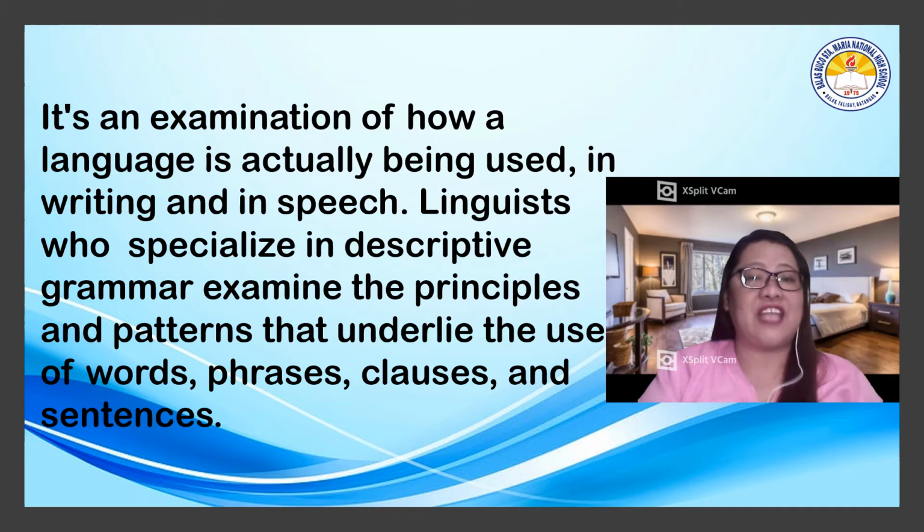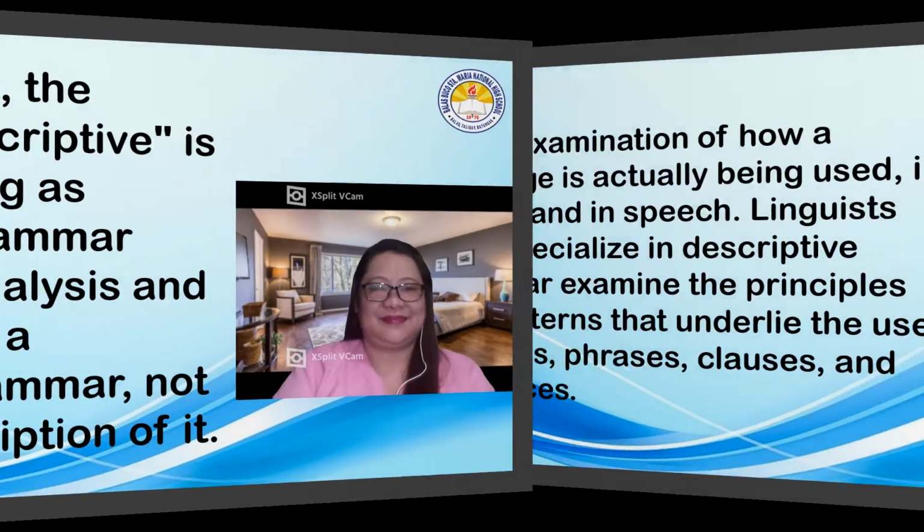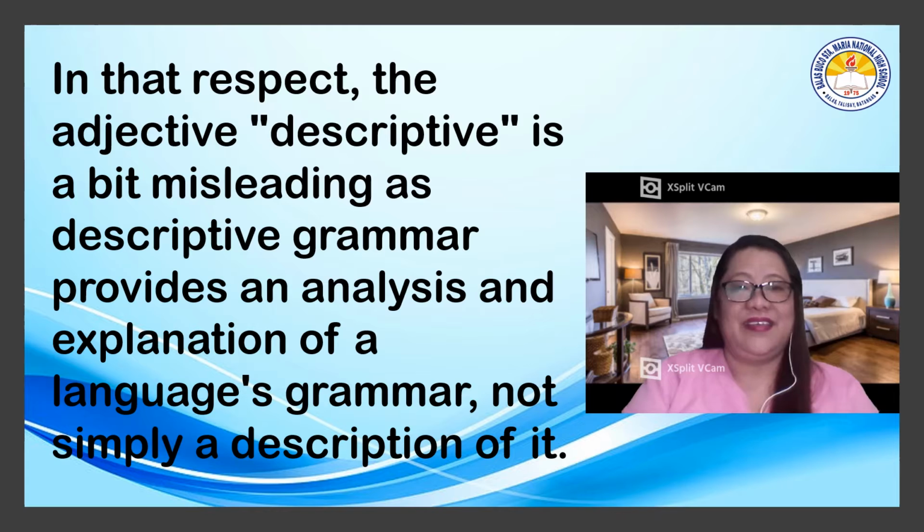Linguists who specialize in descriptive grammar examine the principles and patterns that underlie the use of words, phrases, clauses, and sentences. In that respect, the adjective descriptive is a bit misleading, as descriptive grammar provides an analysis and explanation of a language's grammar, not simply a description of it.